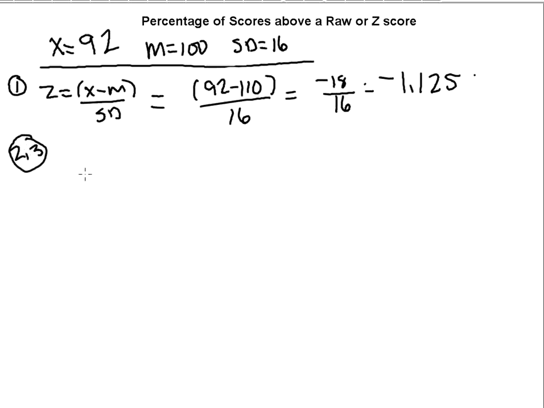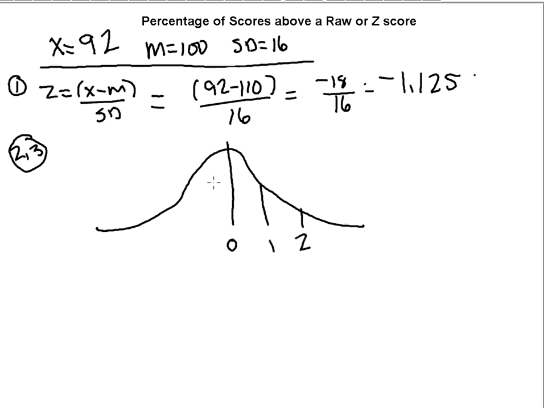Steps 2 and 3 are a little trickier with this because we have to do an extra step. So let's draw our curve. We know that this is 0 standard deviations, and we'll go this way and give it 1 and 2, and the other way negative 1, negative 2. We know that our z-score is negative 1.125, so we will give it a dotted line at negative 1, and then a little more for the 125.